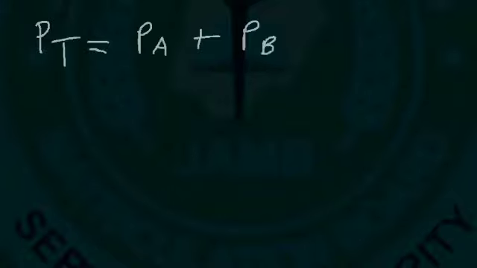In this video, we're going to focus on Dalton's law of partial pressure, which basically states that the total pressure of a gas is equal to the sum of the individual partial pressures. So PA plus PB plus PC. PA is the partial pressure of gas A or substance A. That is the pressure exerted only by those gas molecules.